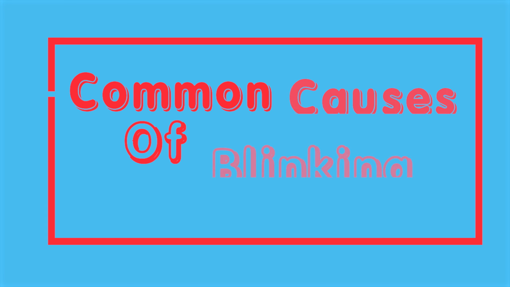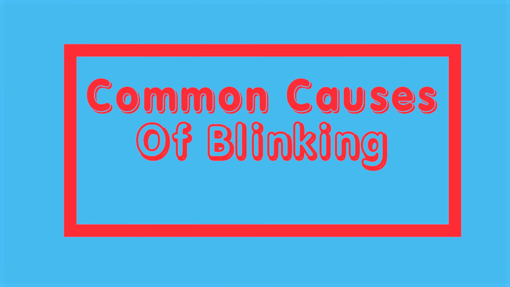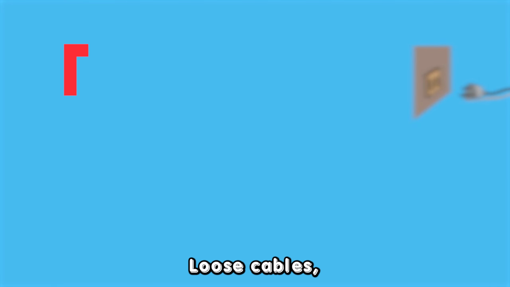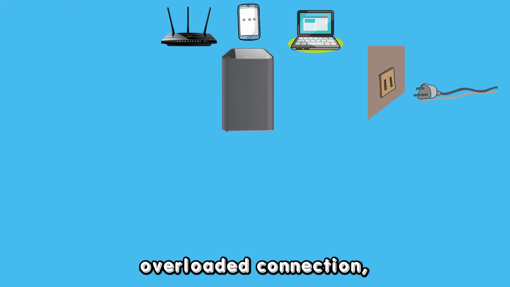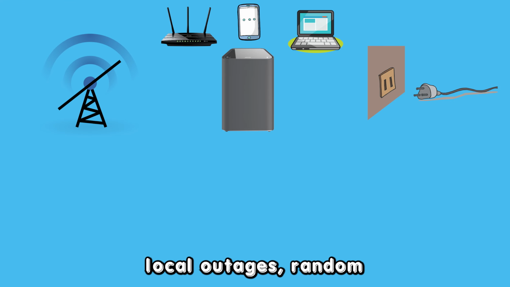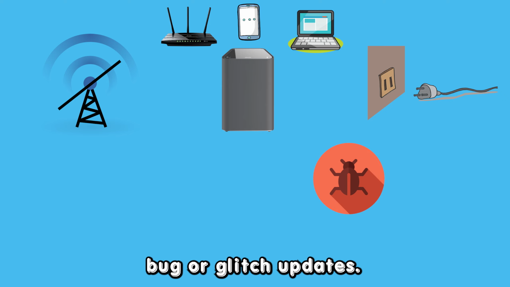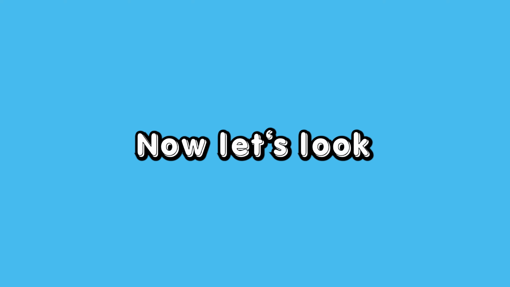The following are some of the common causes of the green and orange blinking light: loose cables, overloaded connection, local outages, random bug or glitch, updates. Now, let's look at the best solutions to fix the error.